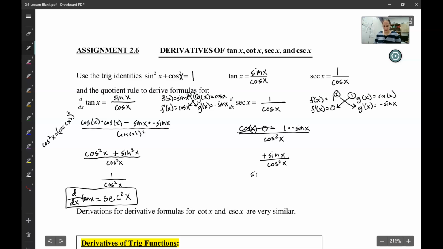Now I'm actually going to split this up a little bit like this. So I just split up that cosine of x. And we can see that those are the same thing. But then I can change this first one to tangent of x times the second one, 1 over cosine, is secant of x. So the derivative of secant of x is tangent of x times secant of x.